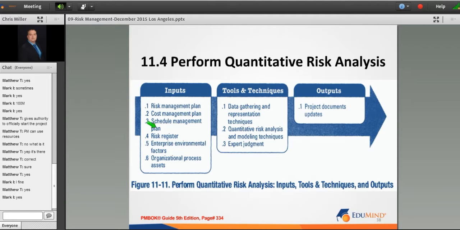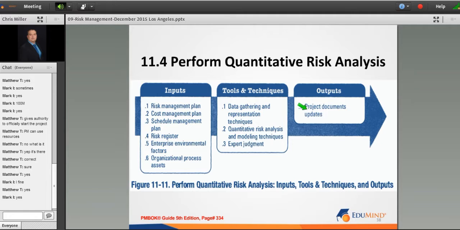Let's take a look at the inputs. You have the risk management plan, cost management plan, schedule management plan, risk register, and then the two familiar friends down here, EEFs and OPAs. Tools and techniques, you have data gathering and representation techniques, quantitative risk analysis and modeling techniques. Then you have expert judgment, and then finally the output will be project document updates.